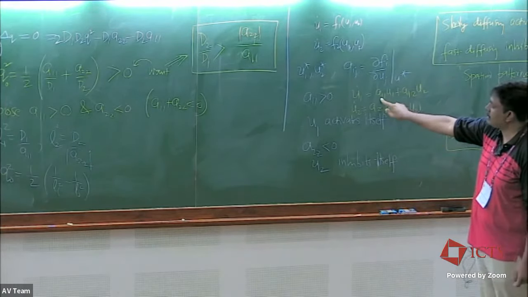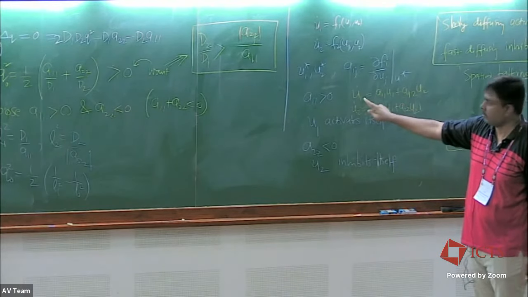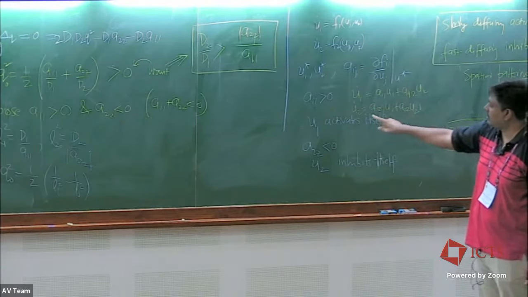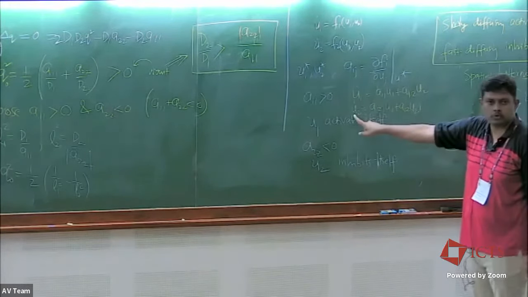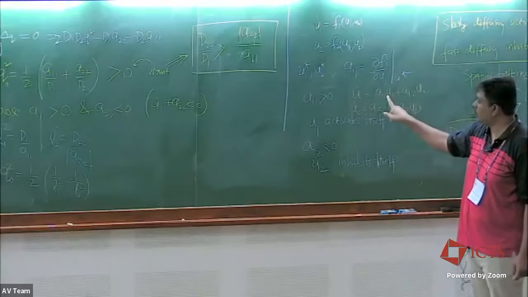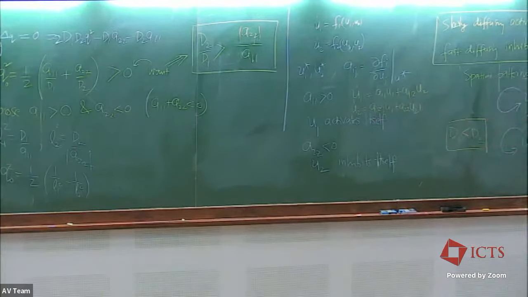If A11 is positive, this gives you an exponential growth for U1. If A22 is negative, this gives you exponential damping for U2. So U2 reduces U2, U1 activates U1. So if you choose that, then I want the diffusion coefficient of 1 to be less than the diffusion coefficient of 2. And this is automatically saying this is enough to destabilize the homogeneous.